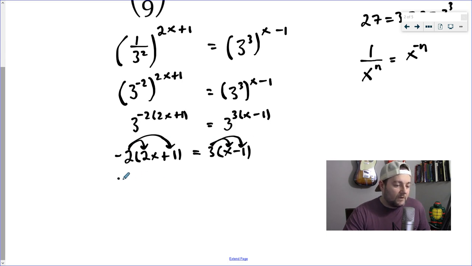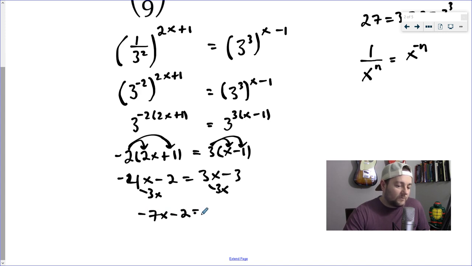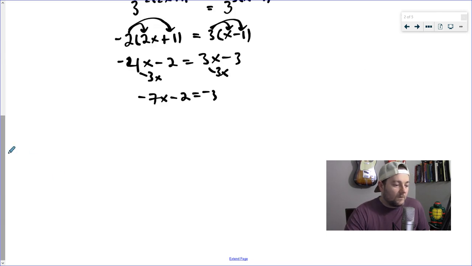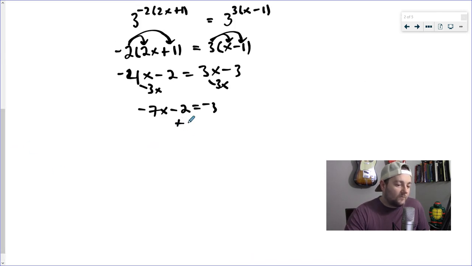So I end up with negative 4x minus 2 equals 3x minus 3. We distribute, making sure to multiply both things in the brackets. And then I'll subtract 3x from both sides. That gives me negative 7x minus 2 equals negative 3. Then I'll add 2 to both sides, so these cancel. And then negative 7x equals negative 3 plus 2, which is negative 1.